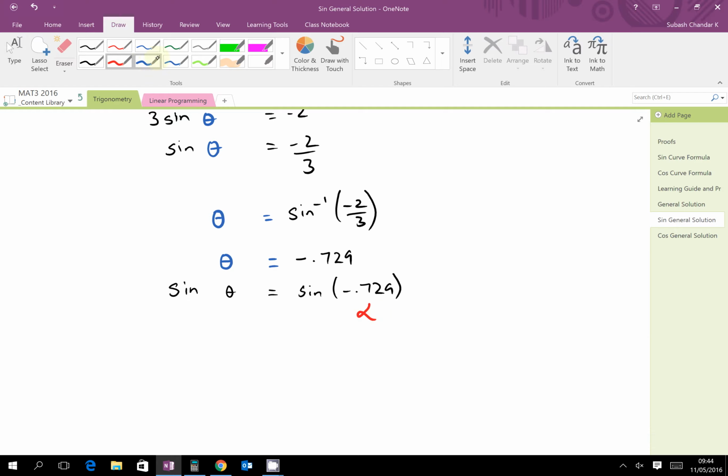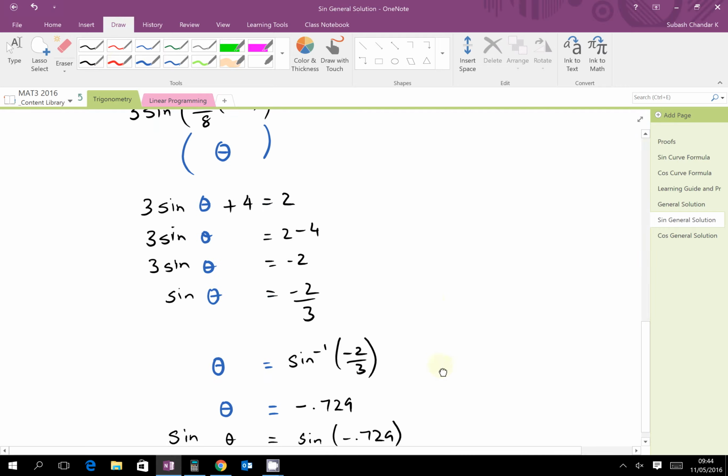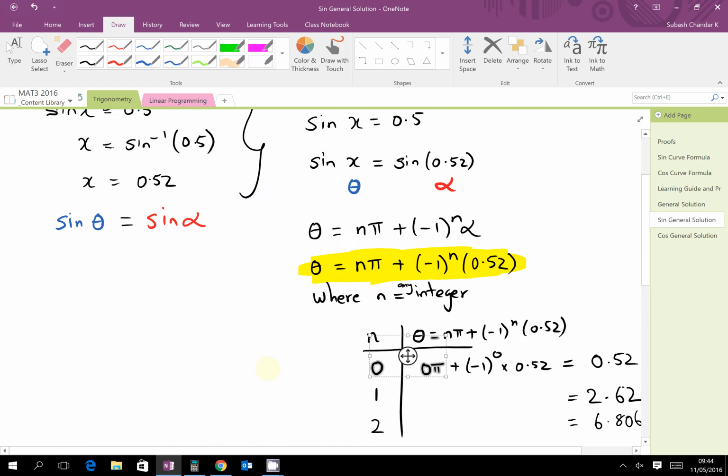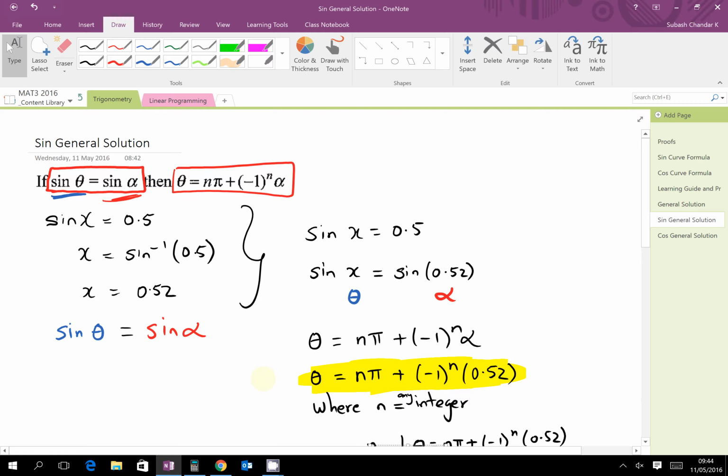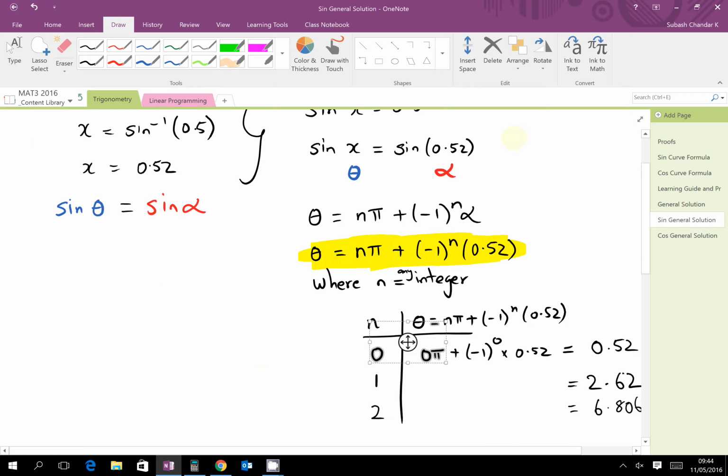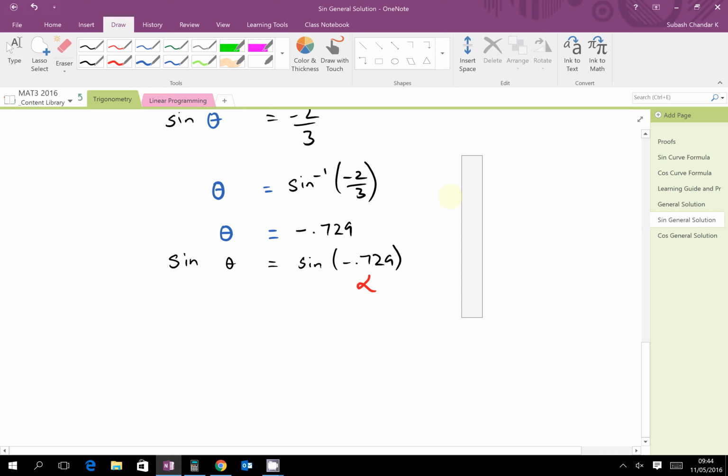Now, if I go back to my general equation of sine curve, which is right at the top there, see how it says, if this equals this, then theta is n pi plus negative 1 to the power of n alpha. So I'm going to basically copy that down. It says theta equals n pi. Whoa.